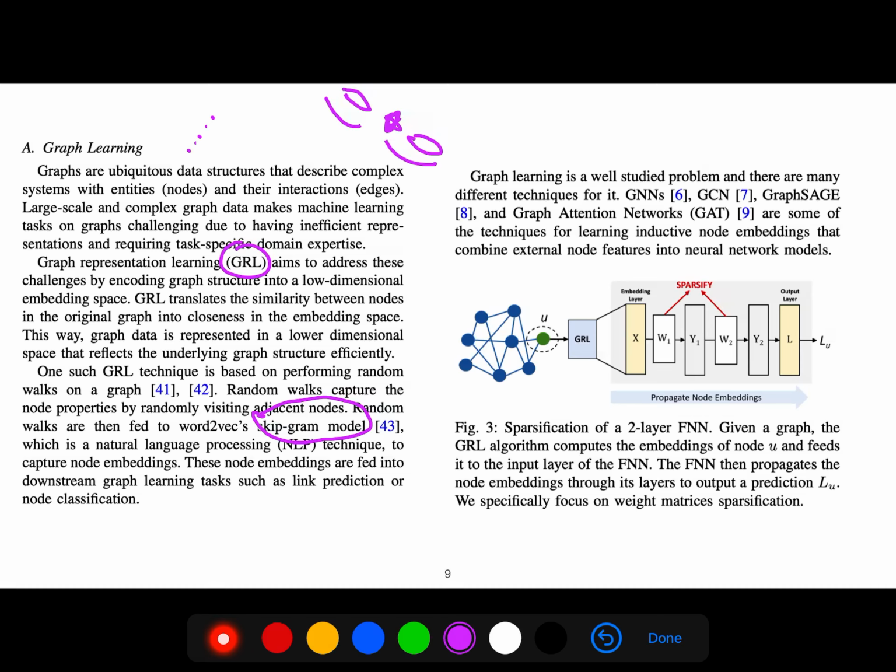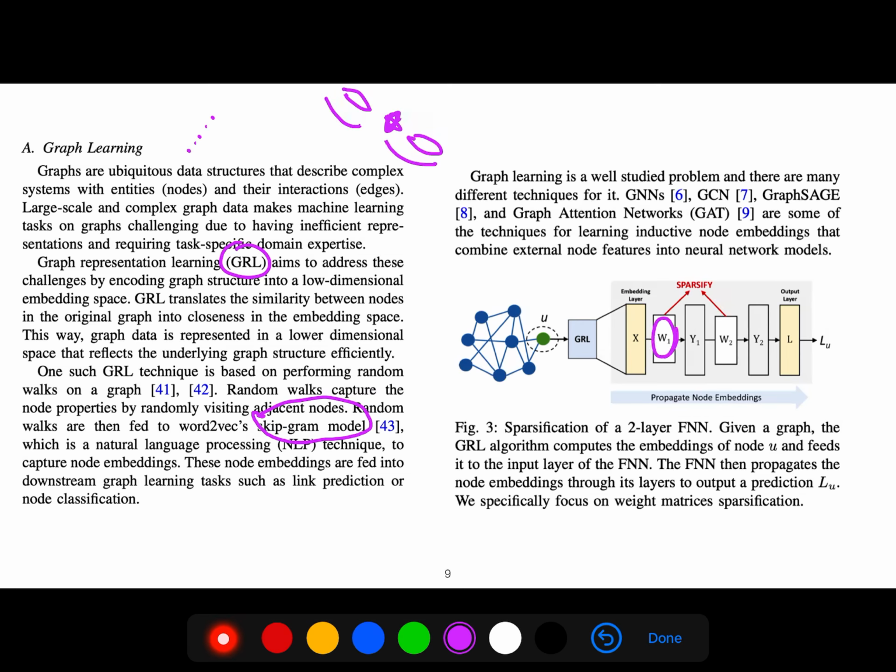So these node embeddings are fed into downstream graph learning tasks such as link prediction or node classification. Graph learning is a well-studied problem, and there are many different techniques for it. GNNs, GCN, GraphSAGE, and Graph Attention Network are some of the techniques for learning inductive node embeddings that combine external node features into neural network models.